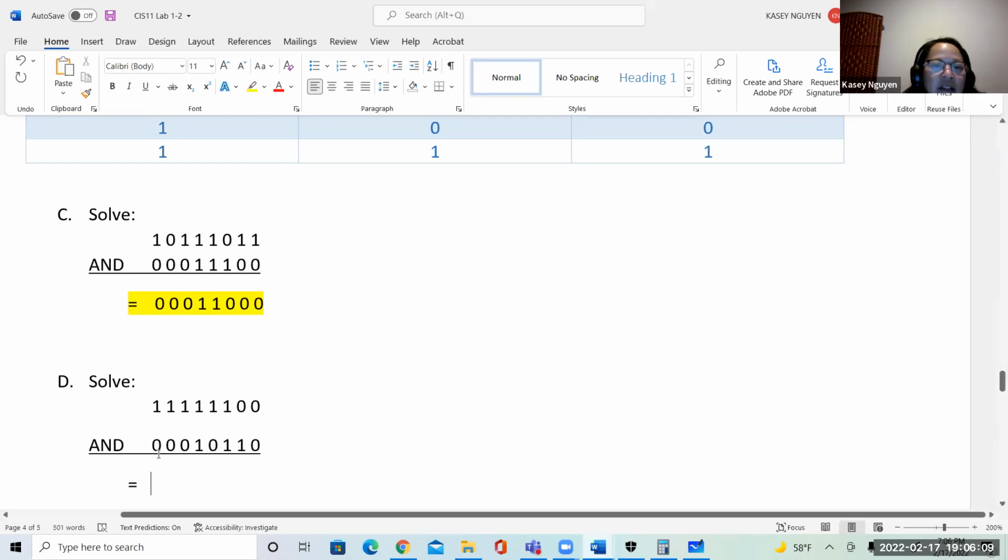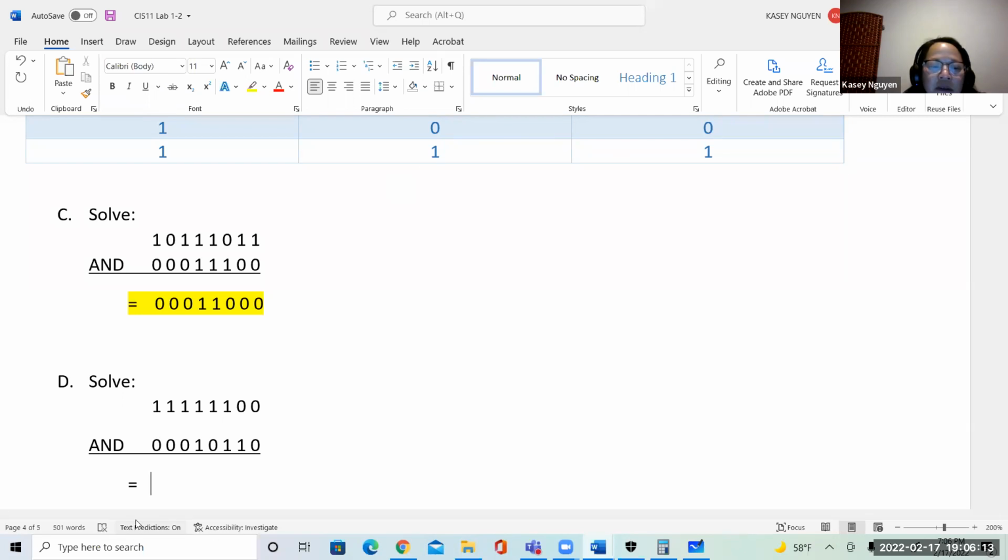1 and 0. Anytime we have a 0 in the mix, it's a 0. So we would do 0, 0, 0. 1 and 1 is 1. 1 and 0 is 0. 1 and 1 is 1. 0 and 1 is 0. And 0 and 0 is 0.